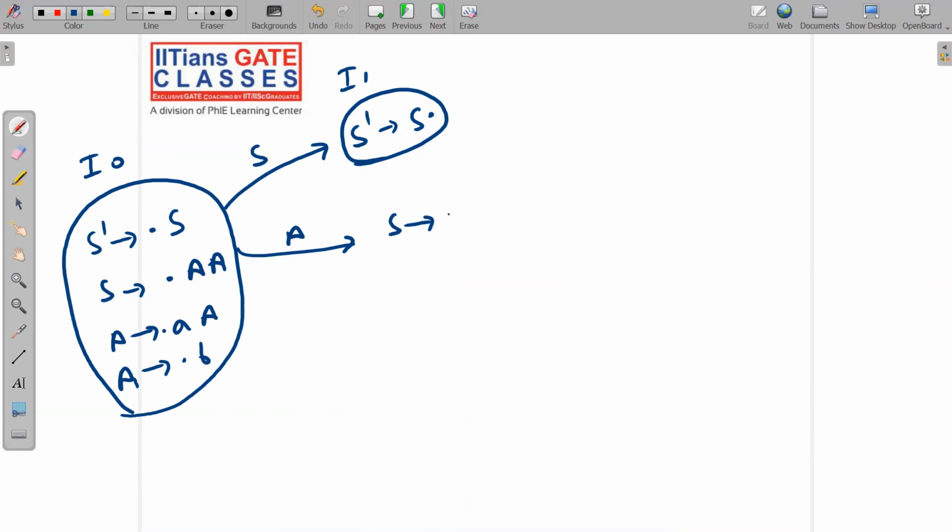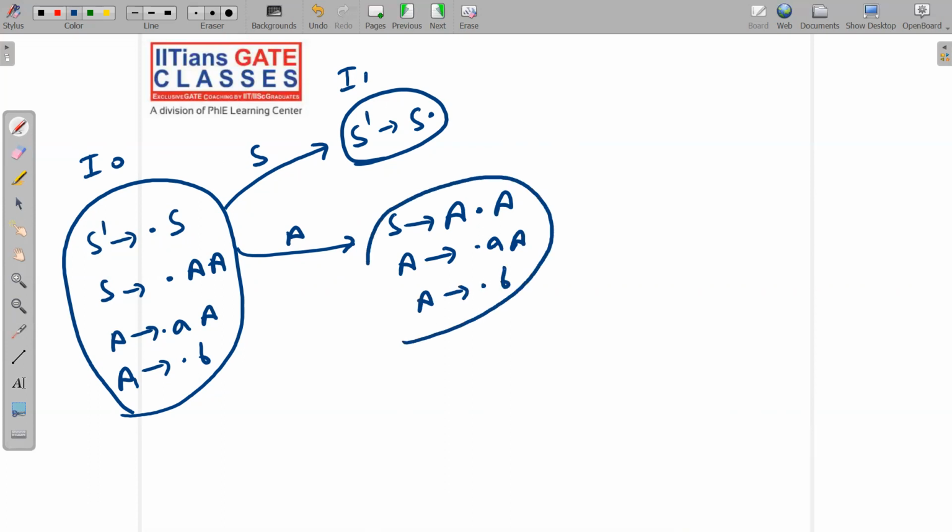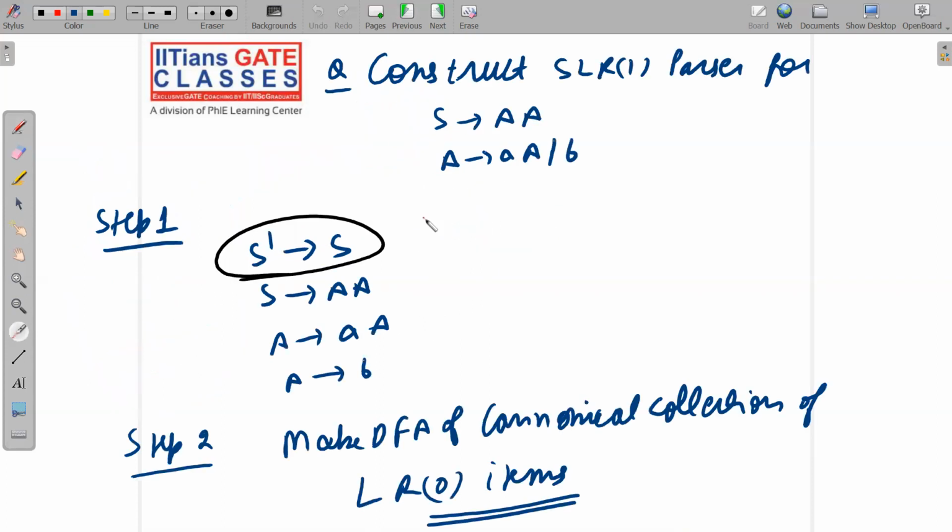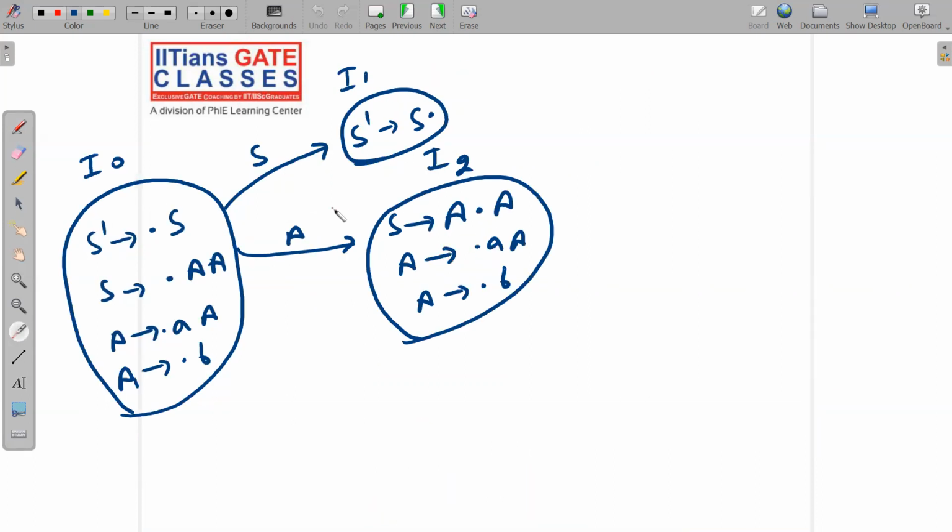On capital A, S goes to A dot. The dot moves one position to the right, because we have read this capital A. The earlier dot means we have read nothing, and since we have read capital A, the dot comes in between. Now I will say dot is present in the beginning of A, so add all the A productions with dot in the beginning. This is your state number 2. This is the canonical collection of LR0 items. I said to make the DFA of the canonical collection of LR0 items, so we have got the canonical collection.